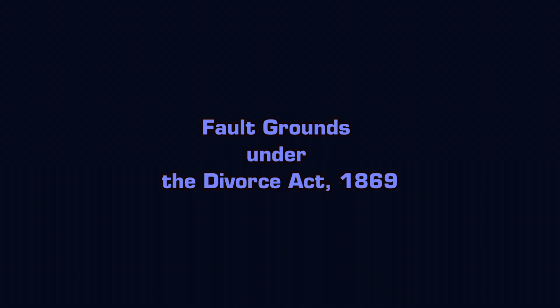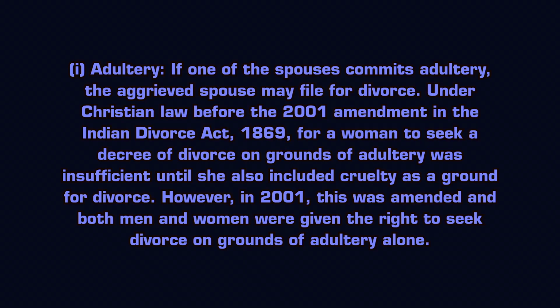Now, let's discuss the fault grounds available under the Indian Divorce Act 1869. As per the bare provisions laid down by Section 10 of the Divorce Act, it is provided that on a petition presented to the district court, either by the husband or by the wife, any marriage solemnized whether before or after the commencement of the Indian Divorce Amendment Act 2001, the marriage may be dissolved on the basis of following fault grounds. The first one is adultery. If one of the spouses commits adultery, the aggrieved spouse may file for divorce.